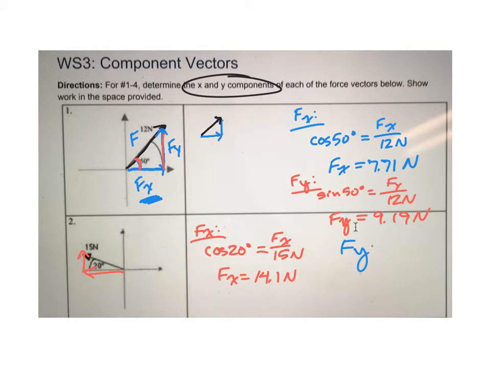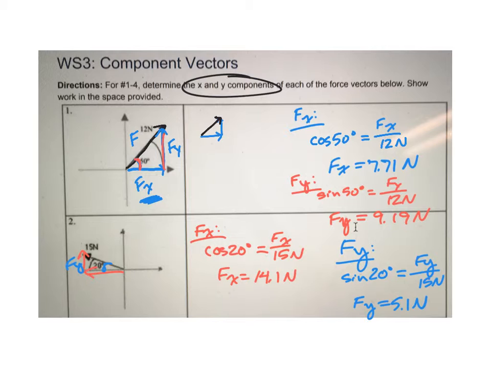In the y direction, we have the sine of 20. So this angle, here's the force in the y direction. So the sine of 20 degrees has to equal the ratio of the force in the y direction divided by the overall hypotenuse force. So 15 times the sine of 20 is 5.1. Force in the y direction is 5.1 newtons.